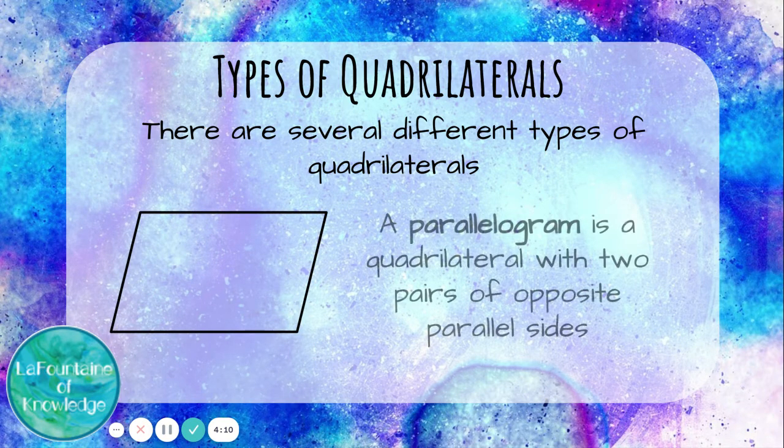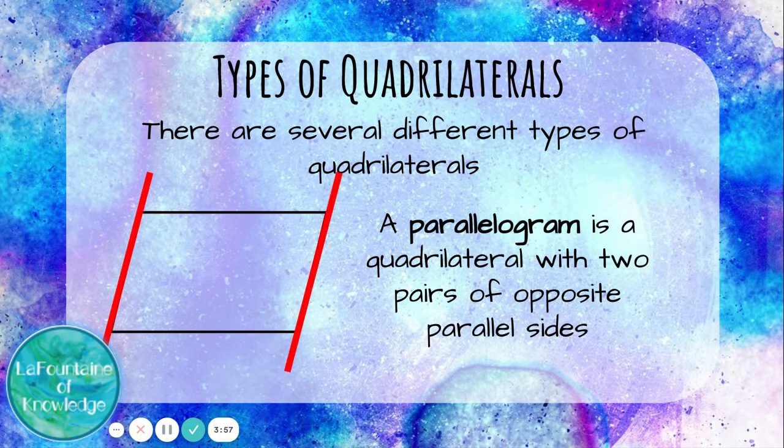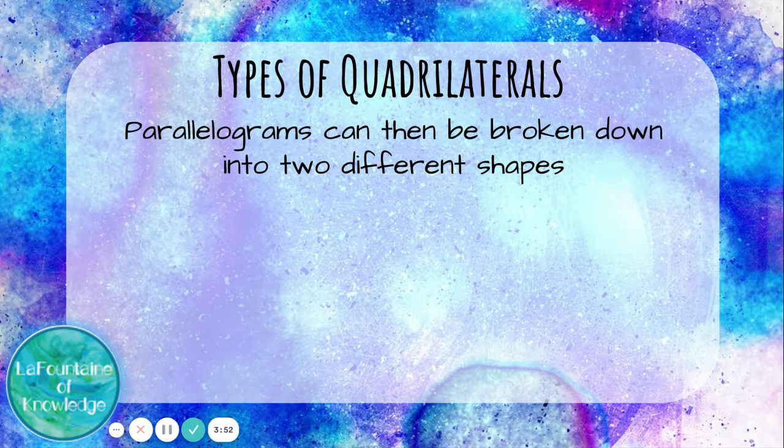This shape is called a parallelogram. A parallelogram is a quadrilateral with 2 pairs of opposite parallel sides. The top and bottom sides of this shape are parallel, and so are the left and right. Parallelograms can then be broken down into 2 different shapes.